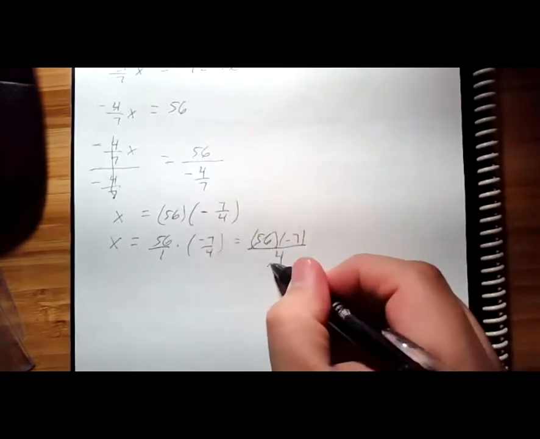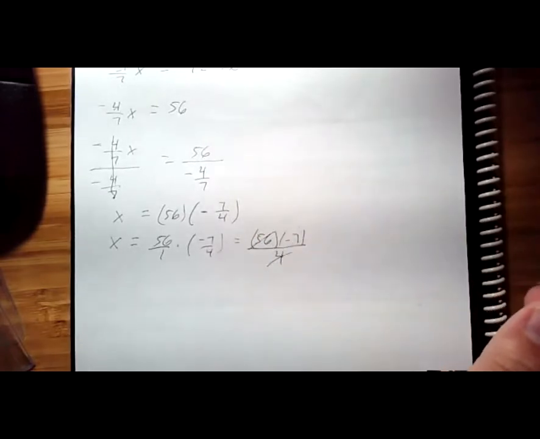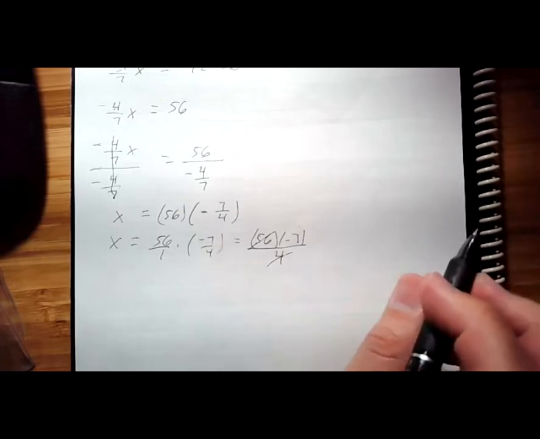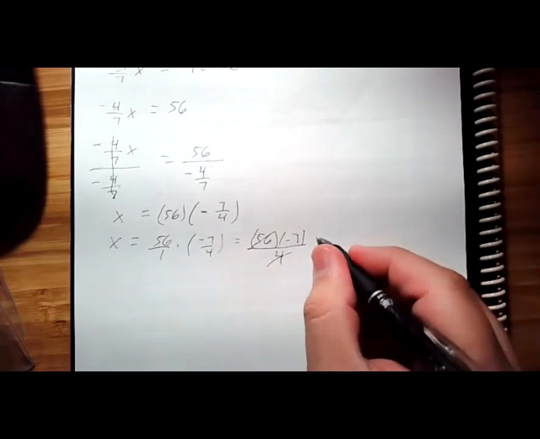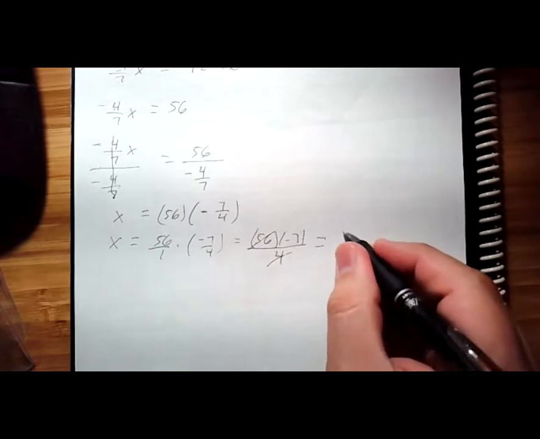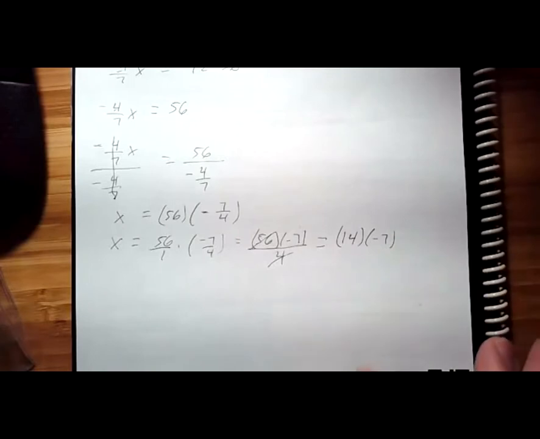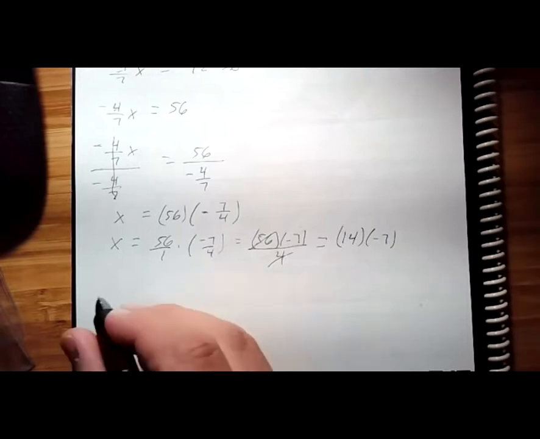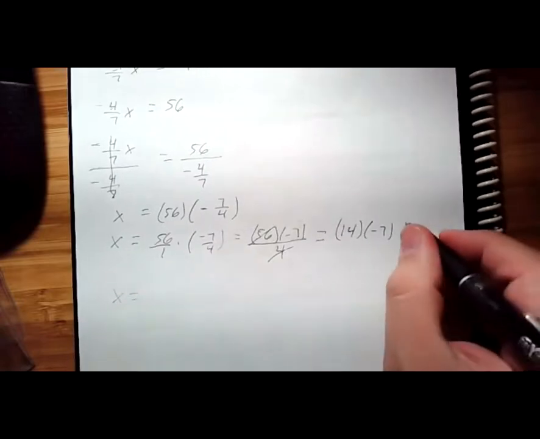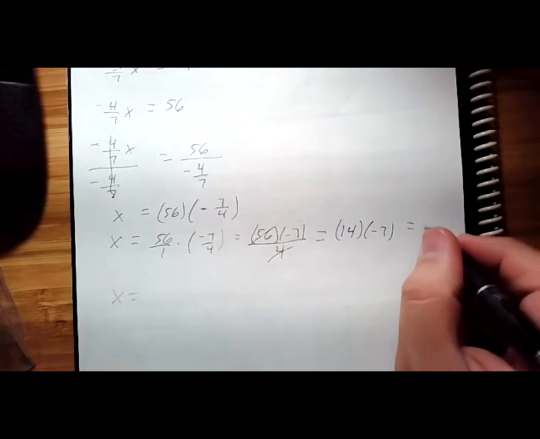So these will reduce, right? How many times is 4 going into 56? I'm getting 14. You guys get 14? Multiply by -7 and we'll be done. So x is equal to -98.